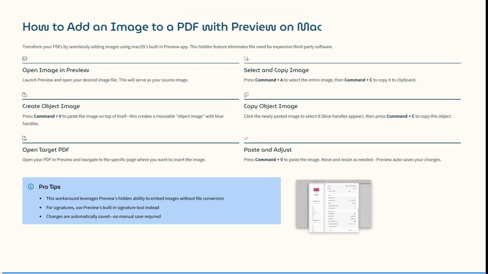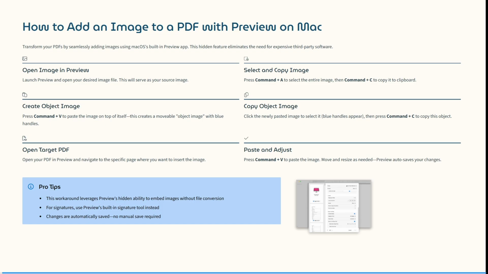Today I'm going to show you how quick and easy it is to add an image to your PDF on your Mac using Preview. So let's add an image to a PDF with Preview on Mac. First of all, you need to launch Preview and open your desired image file. This will serve as your source image.